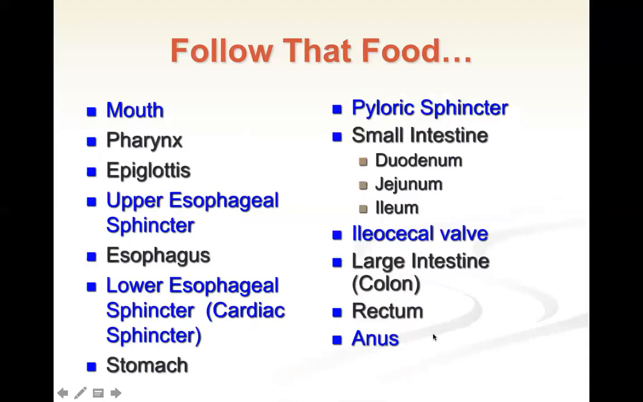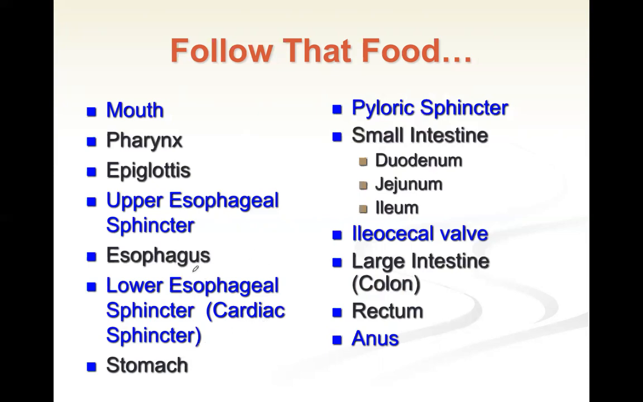Follow that food. So food starts in the mouth when we eat. It passes through the pharynx and over the epiglottis. The epiglottis is a tiny little flap that prevents food from going into our trachea or our windpipe. It then goes through the upper esophageal sphincter. It moves down the esophagus to the lower esophageal sphincter. And the lower esophageal sphincter is what separates the esophagus from the stomach and controls the flow of food from the esophagus to the stomach, and also prevents food from coming back up from the stomach into the esophagus.